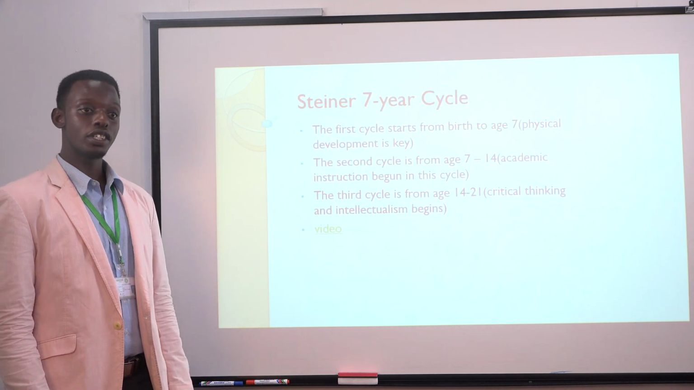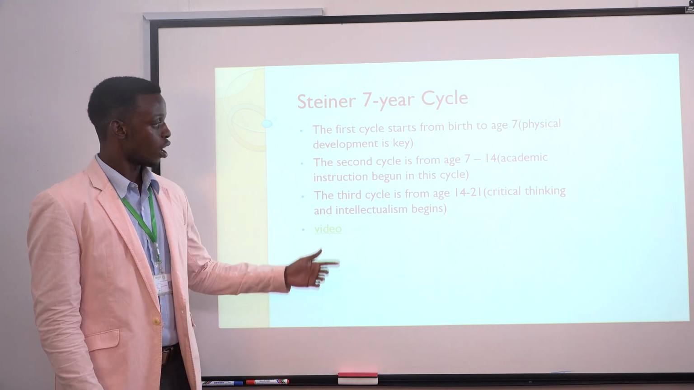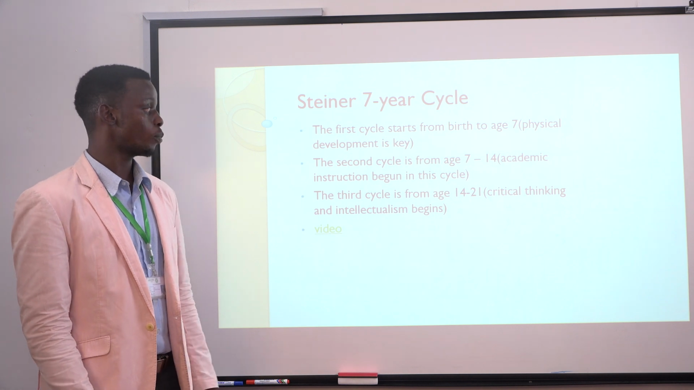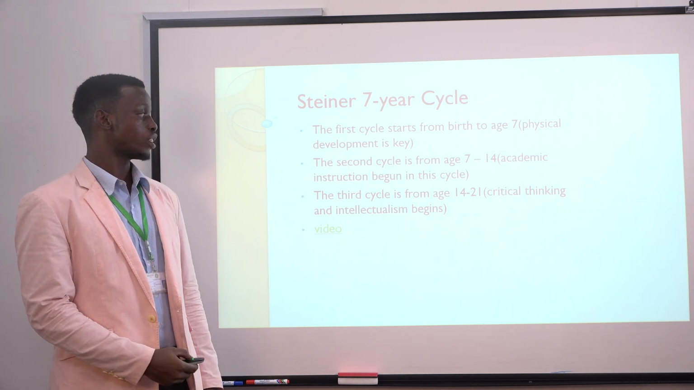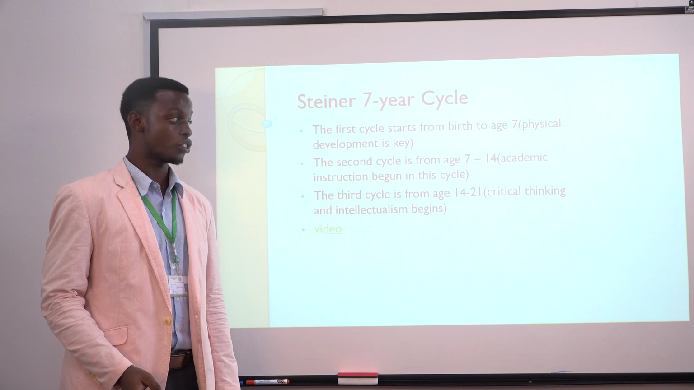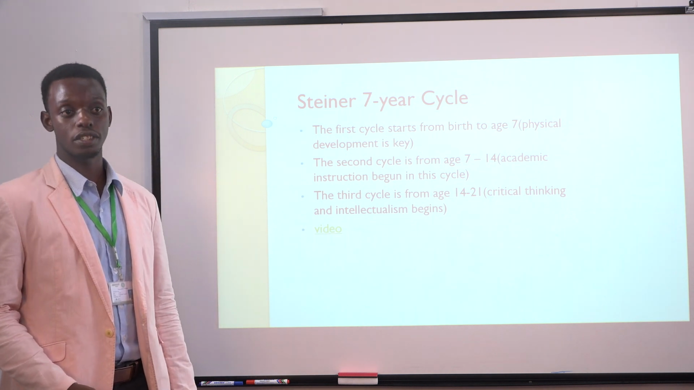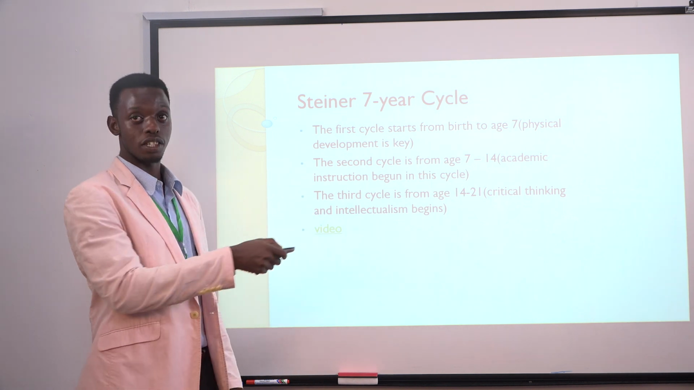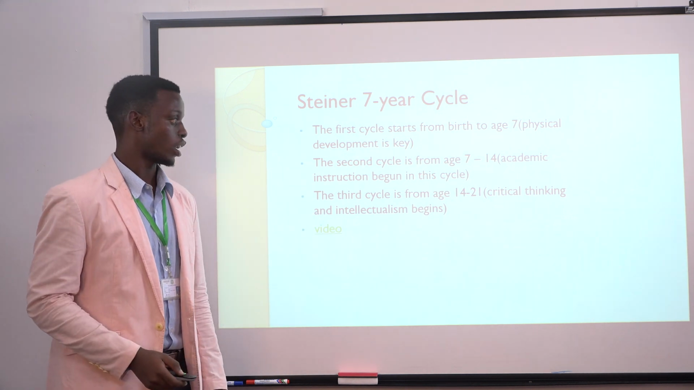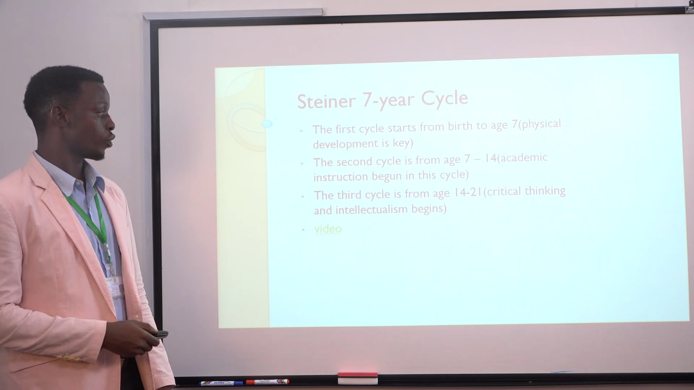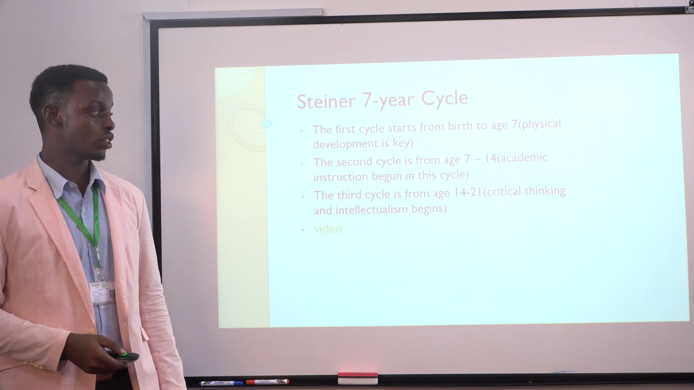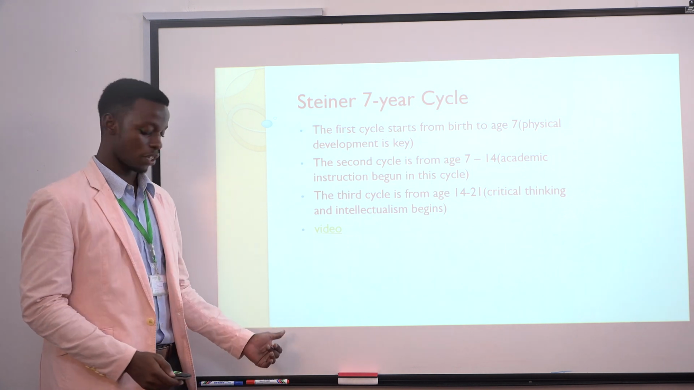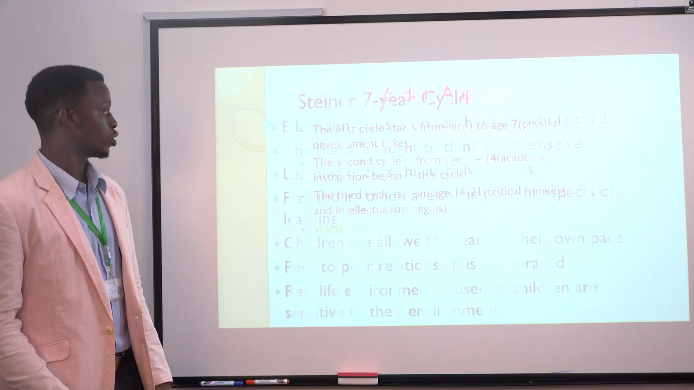Steiner's 7-year cycle ranges from 0 to 7 years, where physical development is the key. Also, the second cycle is from age 7 to 14, where academic instruction begins. So we'll deal only with ages 7 to 8, because that's the early years. Also, the third cycle is from age 14 to 21, where critical thinking and intellectualism begin.